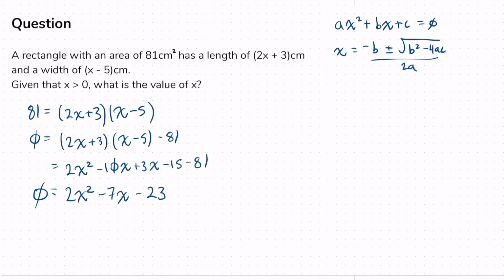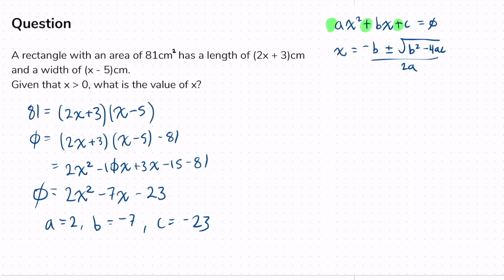We're in the situation we were before. If I were to try to solve by factorizing, I would have to do that long-winded method. But all I have here is a equals 2, b equals negative 7, and c equals negative 23. It's really important to keep in mind that this is all plus. So if it's a negative, you have to put it in as negative whatever.